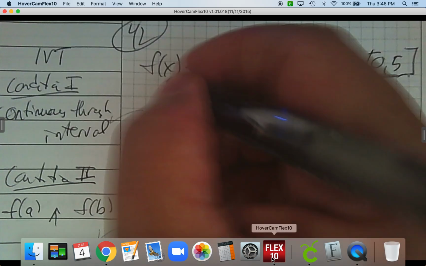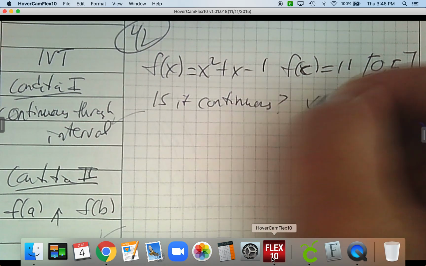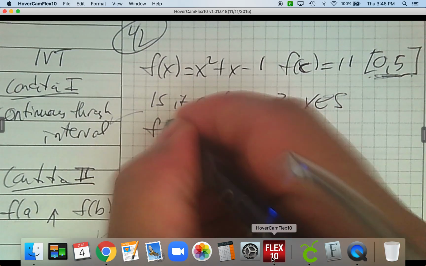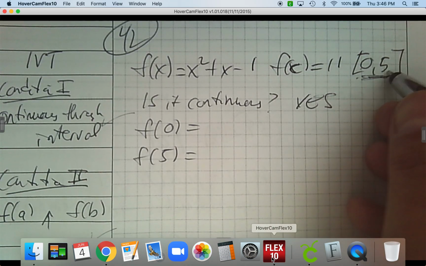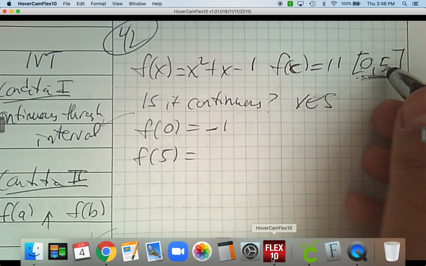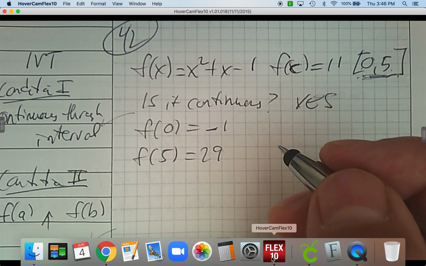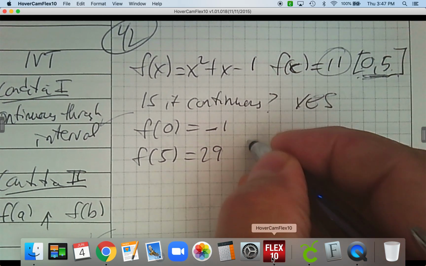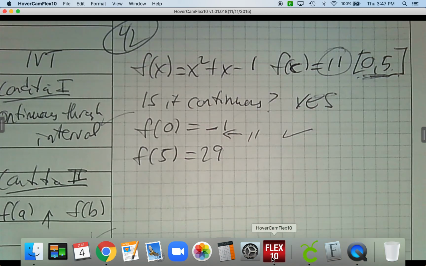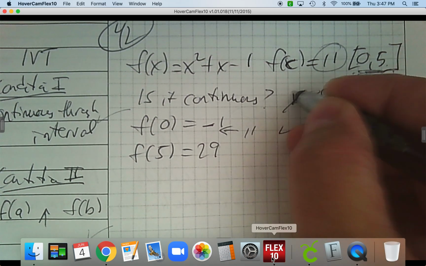Condition 2. So first you ask yourself, is it continuous? Yes. Second, we're going to plug in 0 and we're going to plug in 5 into the function, the ends of the interval. So when I plug in 0, it's negative 1. When I plug in 5, that's 25 plus 5, 30. Take away 1, that's 29. So the second thing I got to know, does it meet the second condition? So it says 11. Because 11 is between negative 1 and 29, it meets the second condition. So the question is there a guarantee of a C? And the big answer here is yes.